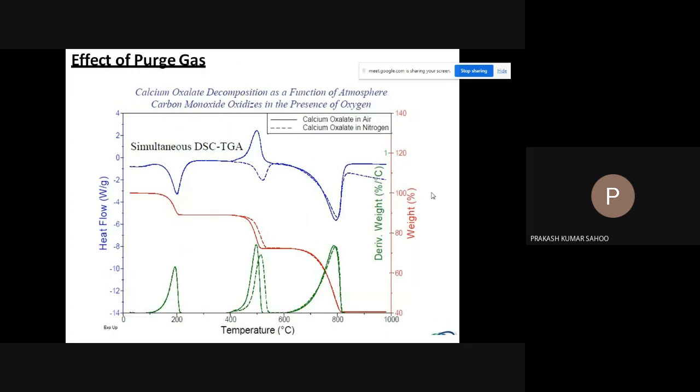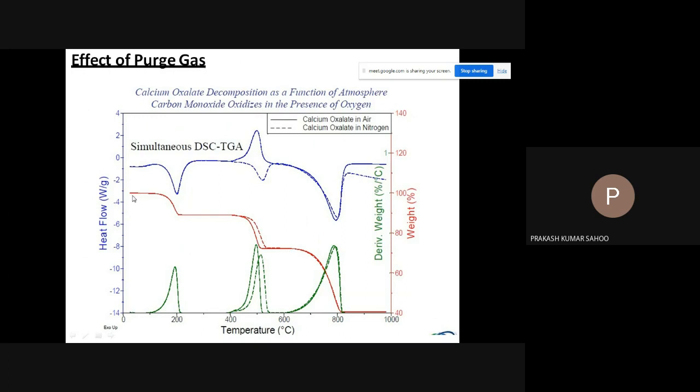The effect of purge gas here, that is calcium oxalate decomposition as a function of atmosphere: carbon monoxide oxidizes in the presence of oxygen. So this is differential scanning calorimetry with a TGA curve, which we will discuss in the next session. And we have the TGA curve here.